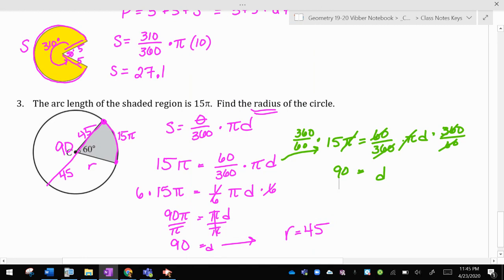Okay, so long story short, when you're solving for that, you can multiply both sides by the reciprocal of the fraction that's in your way. And la-ti-da, we are done.